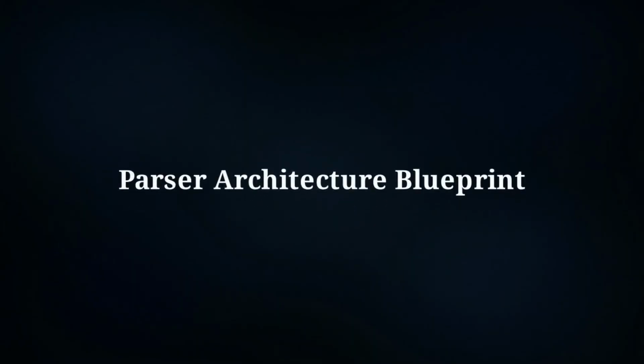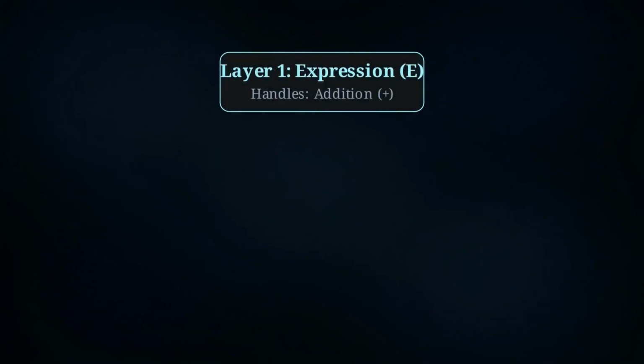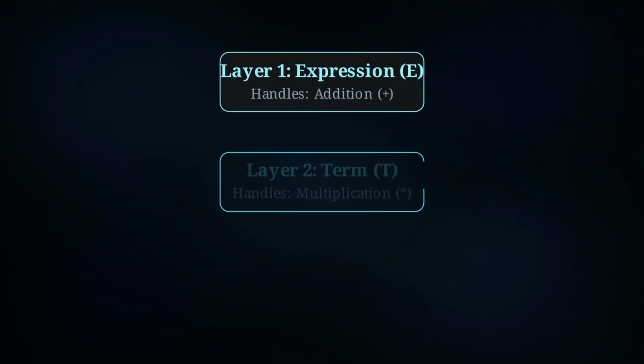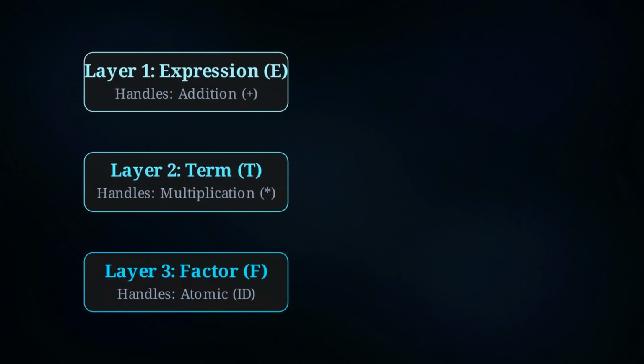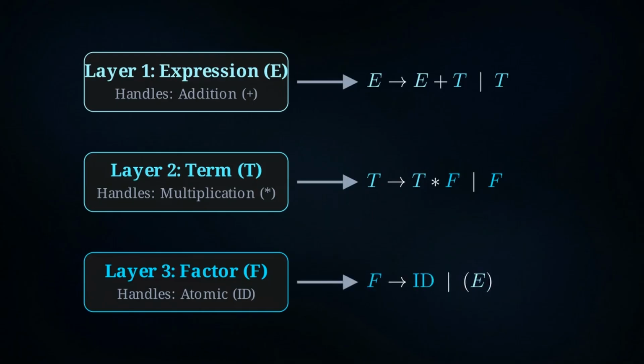This diagram shows our new architecture. Layer 1, expression, handles addition. Layer 2, term, handles multiplication. Layer 3, factor, handles atomic variables. Linking tiers generates rules. E produces E plus T. T produces T times F. F produces an identifier. This creates strict downward paths.